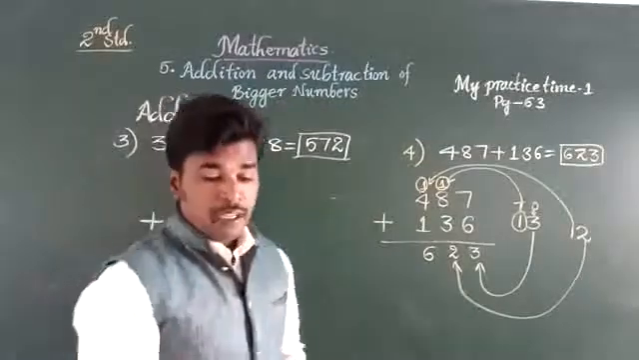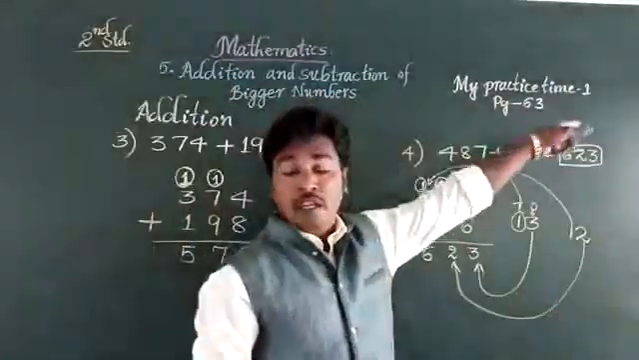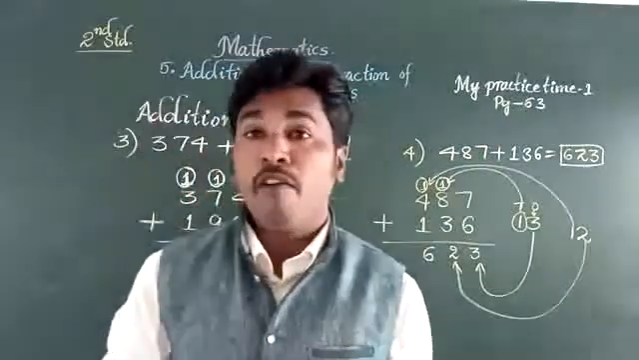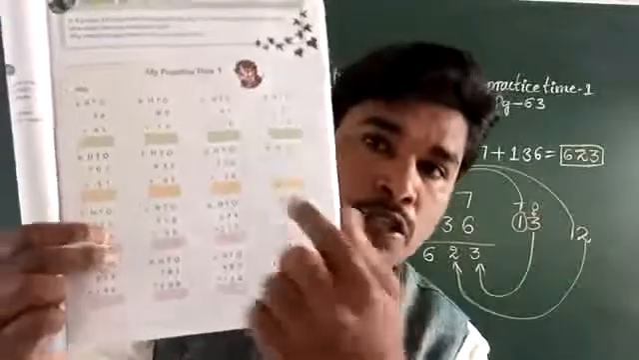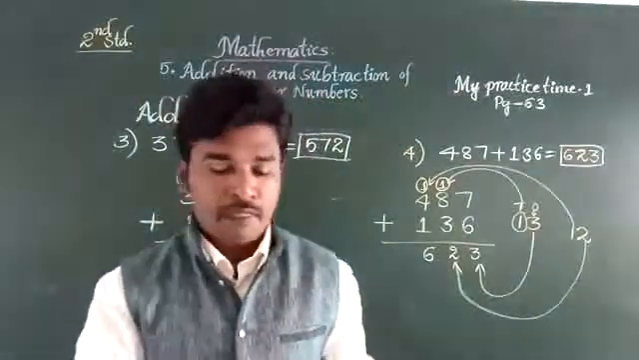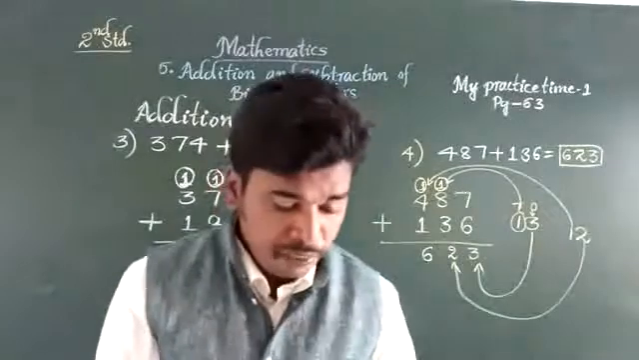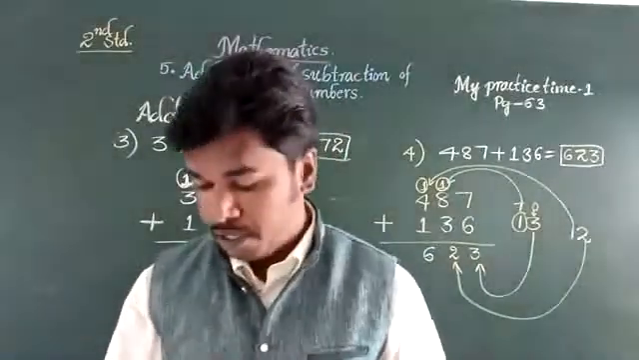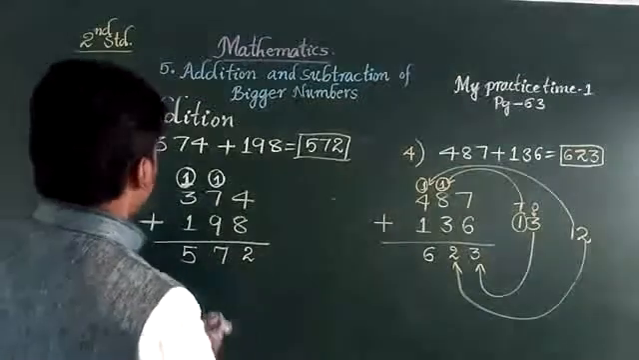So you complete my practice 1. It is there on page number 63 in your textbook itself. They have provided space. Observe here. While writing, please use pencil. Now I shall proceed to the next type. It is subtraction of 3-digit numbers.